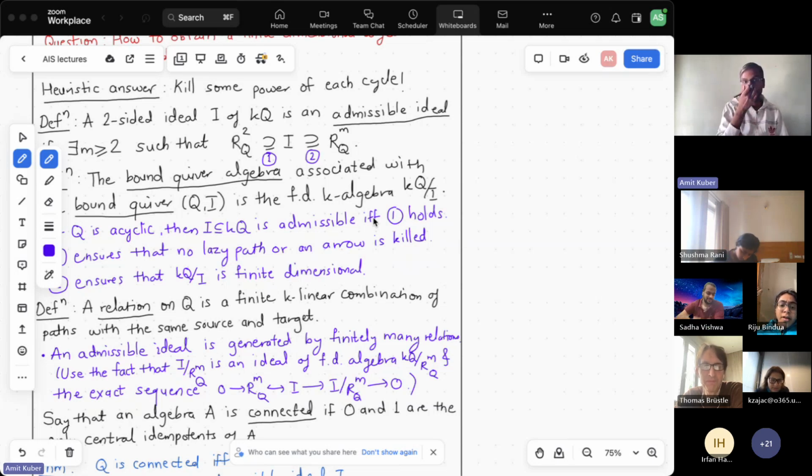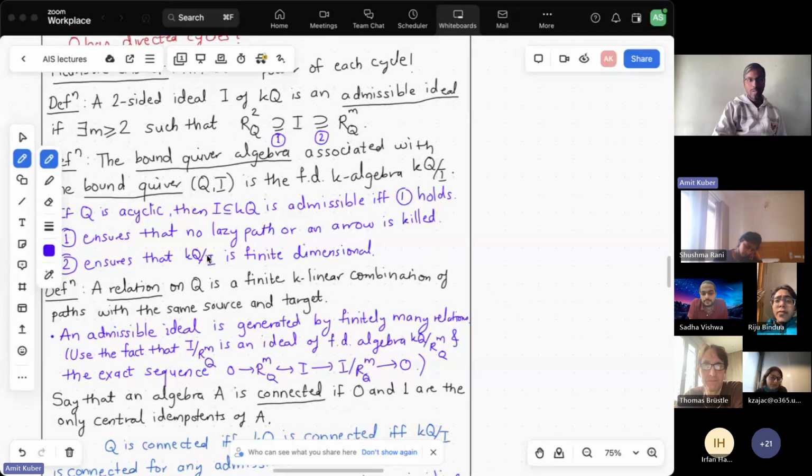Why is it not an admissible ideal? That's actually a good question, because no power of the arrow ideal is contained inside it. It's an infinite dimensional algebra, but no power of the arrow ideal is contained inside it. So that's not a bounded quiver algebra. A bound quiver algebra is always finite dimensional. Okay, thanks for the question, actually.